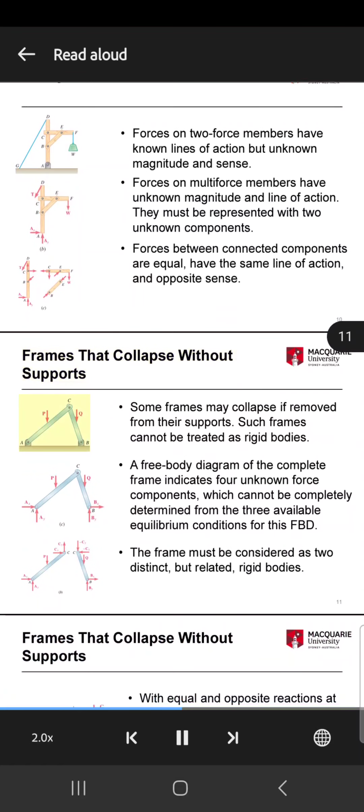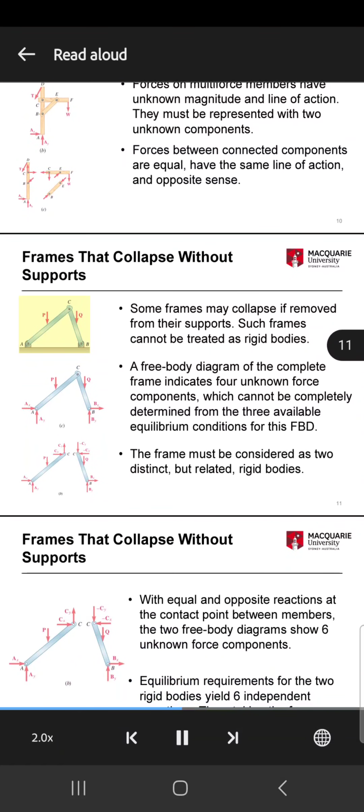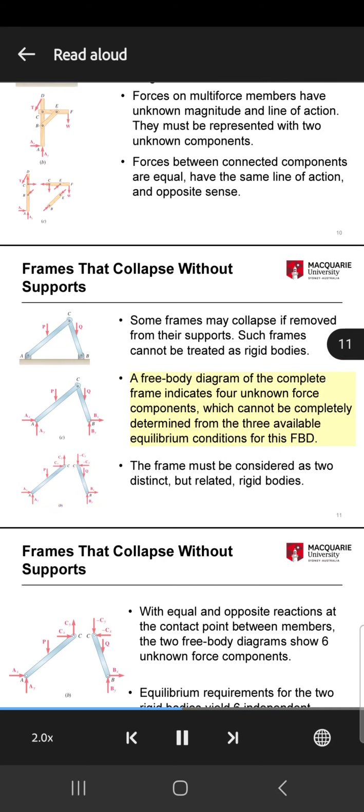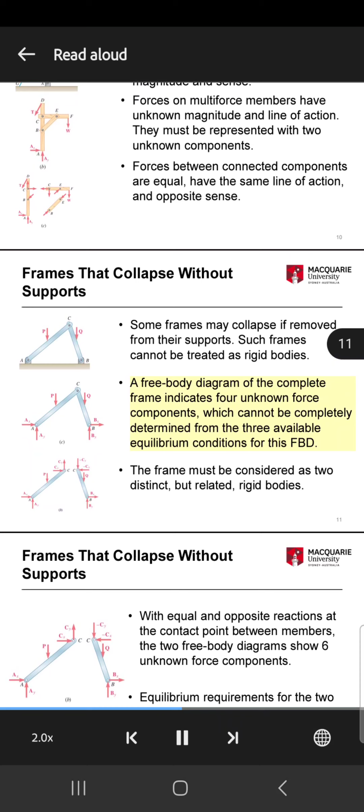Frames that collapse without supports. The frame is supported by a pin at points A and B. Vertical loads P and Q are applied to members AC and BC. Point B is to the right of point A. A free body diagram of the complete frame indicates four unknown force components, which cannot be completely determined from the three available equilibrium conditions for this FBD.